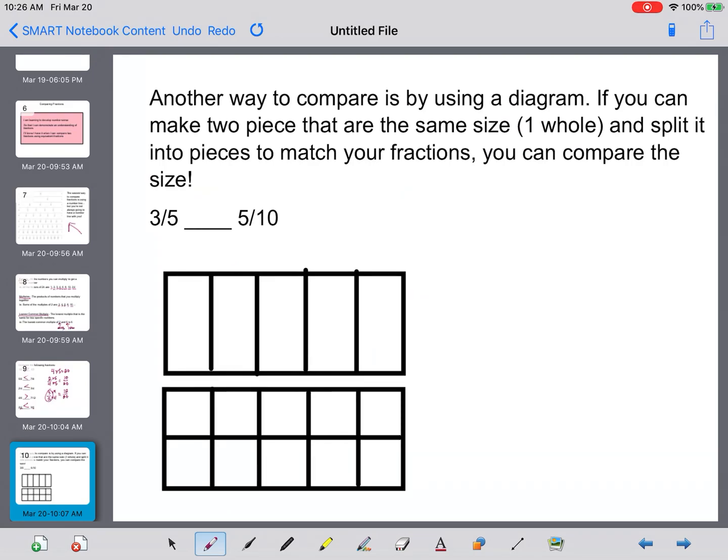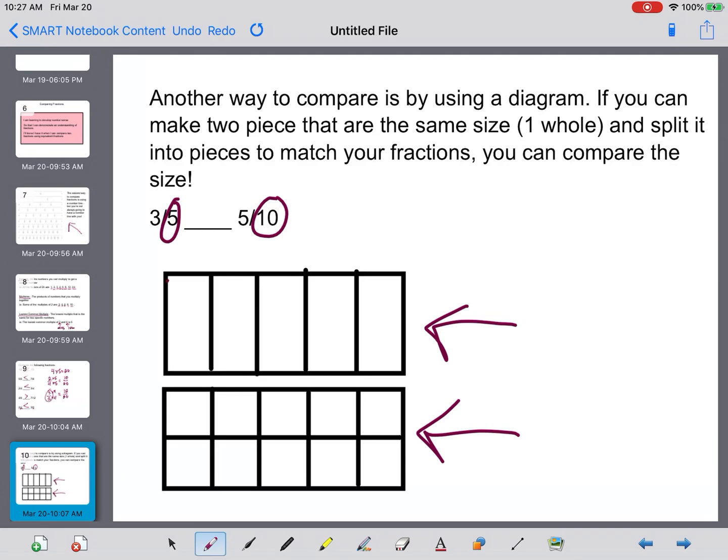Another way to compare is by using a diagram. If you're able to make two pieces the same size, and that's important because that represents one whole, and if you split it into pieces to match your fraction, then you can compare the size. So I made my first rectangle in 5 pieces and my second rectangle in 10 pieces, but I made the rectangle itself the same size for both.